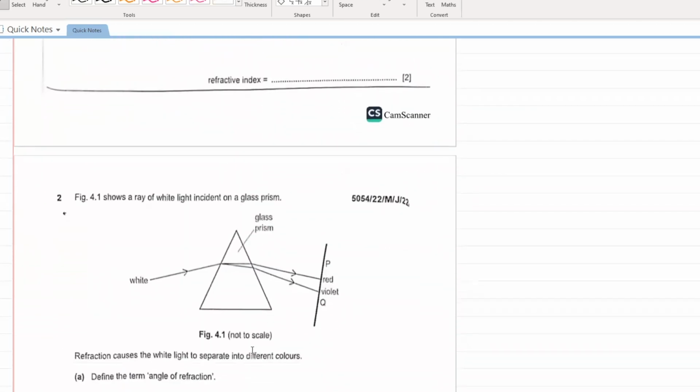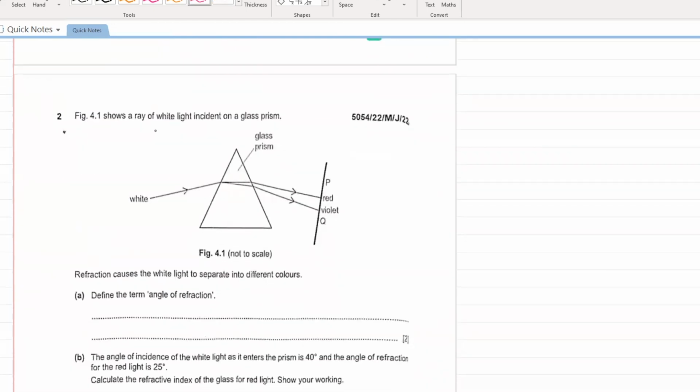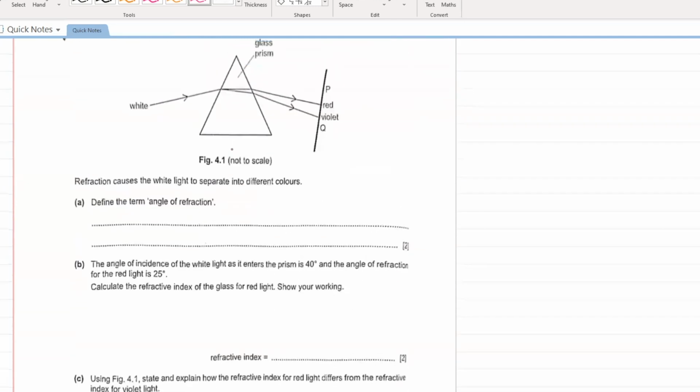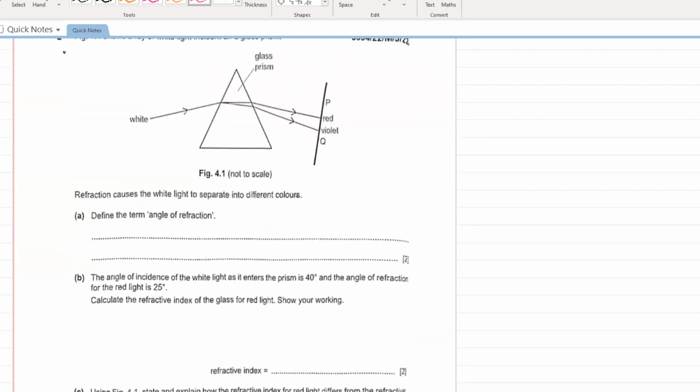Let's further move ahead. Figure 4.1 shows a ray of white light incident on a glass prism. Refraction causes the white light to separate into different colors. Define the term angle of refraction. Angle between the normal and the refracted ray. Simple.